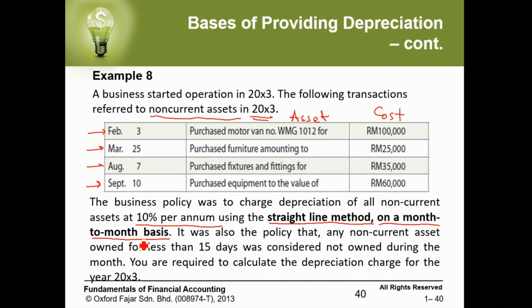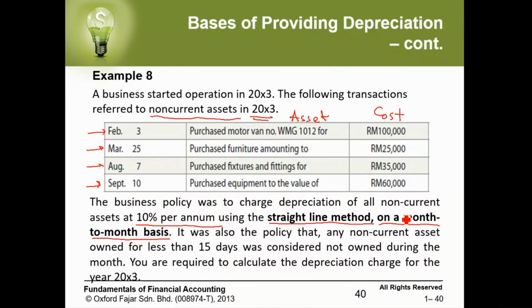Okay, so you need to keep this information. How much do we have? We have 10%. We are using the straight line method, but it's not year-to-year, it's month-to-month basis. For your information, if you have been told to calculate depreciation based on the straight line method, and it doesn't mention whether it's year-to-year or month-to-month, you have to take it as yearly basis, which is year-to-year.